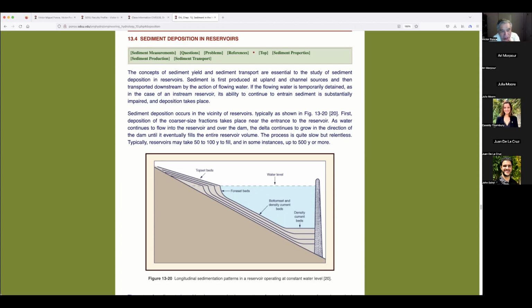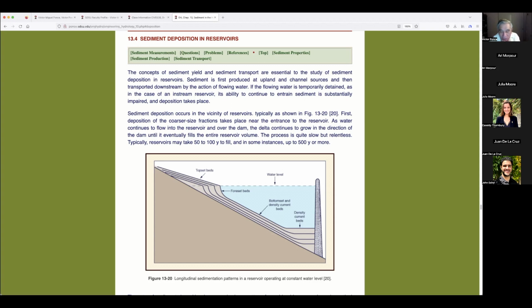First, deposition of the coarser fractions takes place near the entrance, in that area that's called topset beds. As water continues to flow into the reservoir and over the dam, the delta continues to grow in the direction of the dam until it eventually fills the entire reservoir volume.